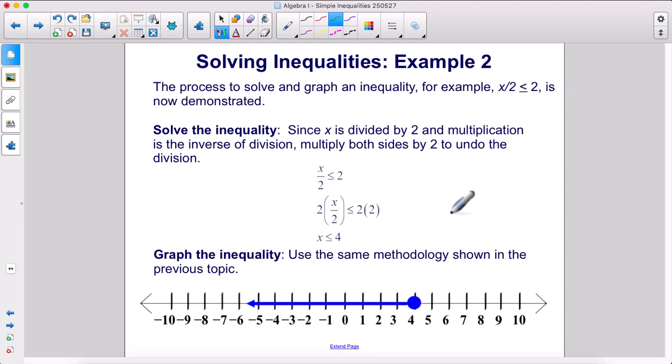The process to solve and graph an inequality, for example, x over 2 is less than or equal to 2, is now demonstrated. Since x is divided by 2 and multiplication is the inverse of division, multiply both sides by 2 to undo the division. That gives us x is less than or equal to 4. Then we use the same methodology shown in the previous topic. Draw a closed circle at 4 with a ray towards negative infinity.